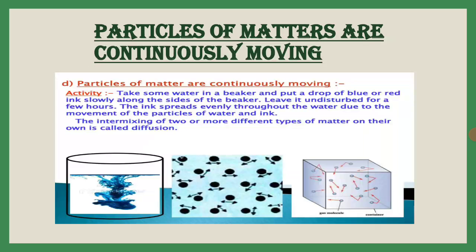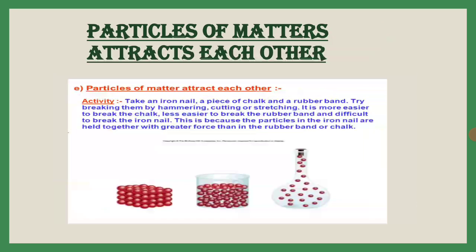Particles of matter are continuously moving. Activity: take some water in a beaker and put a drop of blue or red ink slowly along the sides of the beaker. Leave it undisturbed for a few hours. The ink spreads evenly throughout the water due to the movement of the particles of water and ink. The intermixing of two or more different types of matter on their own is called diffusion.